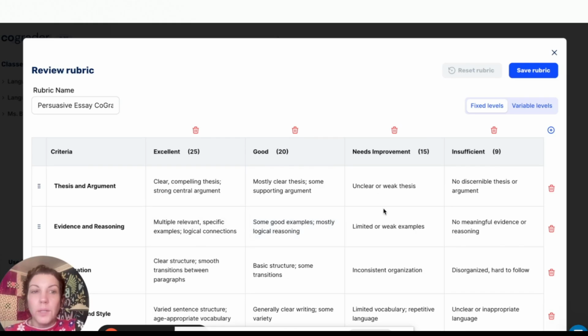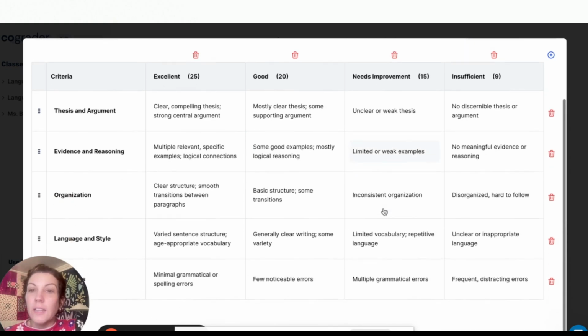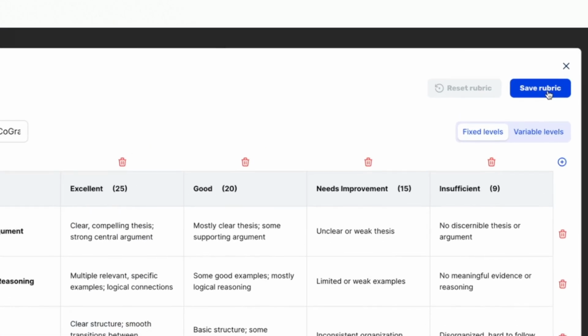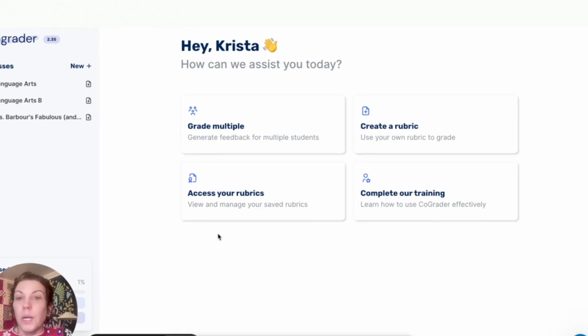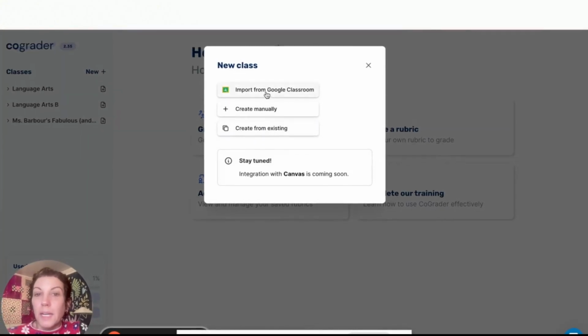Once this is uploaded into CoGrader, I look at it and make sure that CoGrader has pulled all of the necessary, most important things from my rubric into its system. So most importantly, with the persuasive essay, what we're really looking for is a very clear and compelling thesis and also lots of relevant examples to support their ideas. So I'm just going to make sure that these two criteria are exactly what I'm looking for. And when I'm satisfied with it, I click Save Rubric. And now that I have that rubric uploaded, I'm ready to grade my students' assignment.